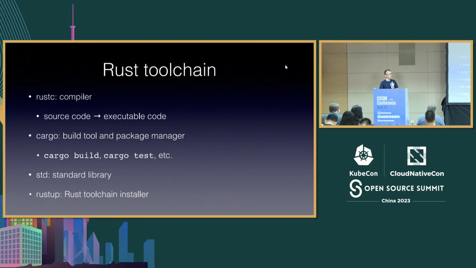But people rarely run Rust-C directly. Usually they run it through Cargo, which is Rust's build tool and package manager, and this is done through the familiar commands like cargo build and cargo test. Another important piece is the standard library. Most Rust programs use it, and the compiler is no exception. And then finally, to install all these pieces, you can use the program called Rust Up, which will install or update your toolchain.